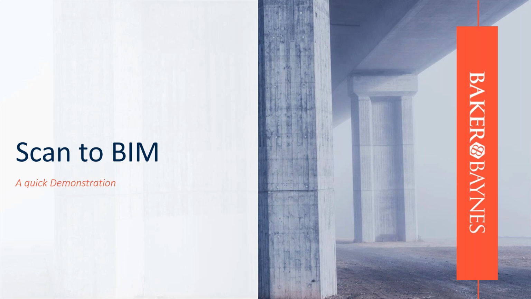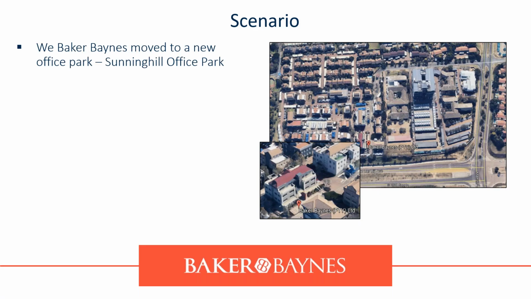So this is the story. We recently moved to a new office park, Sunning Hill Office Park. We have new offices now, and on the right-hand side, that's more or less where it is. It's close to the waterfall area and Sunning Hill in Johannesburg, South Africa. What we needed to do was plan our office layout. We had our stuff in our previous office that we needed to fit in, or we needed to add a different layout in terms of the way we would work.